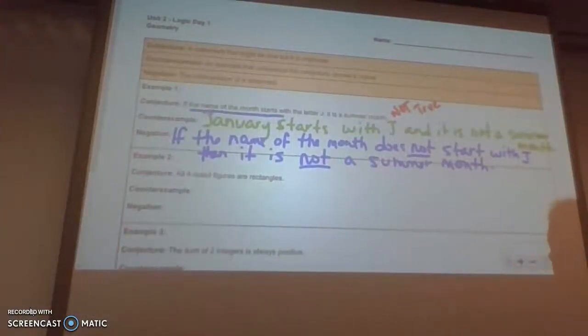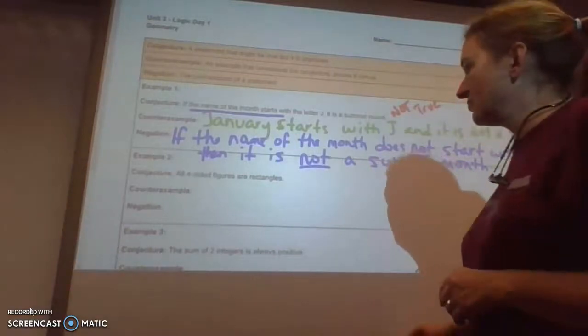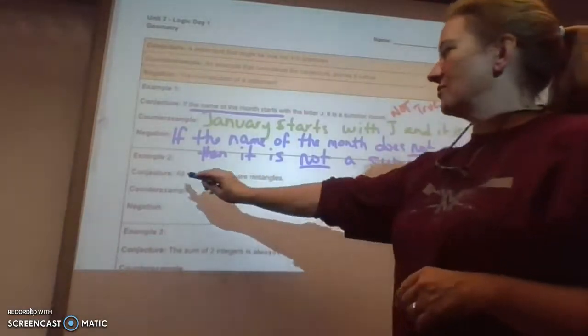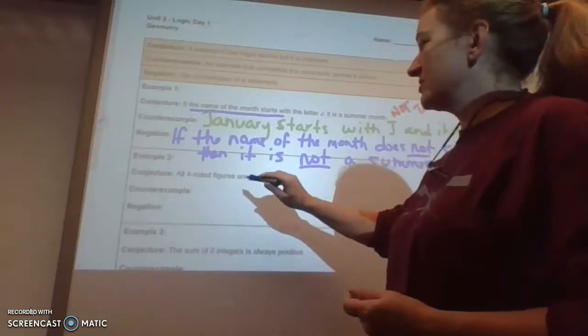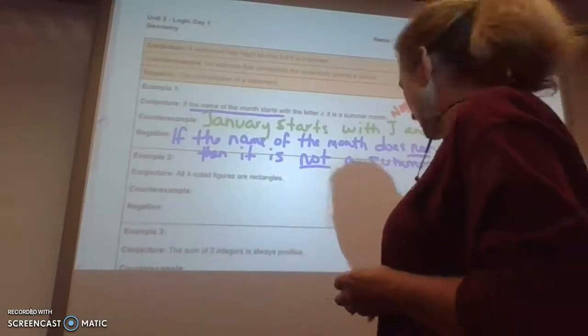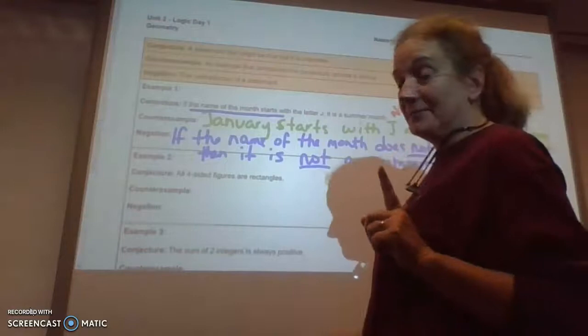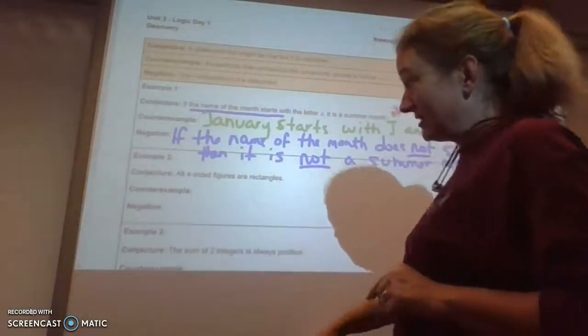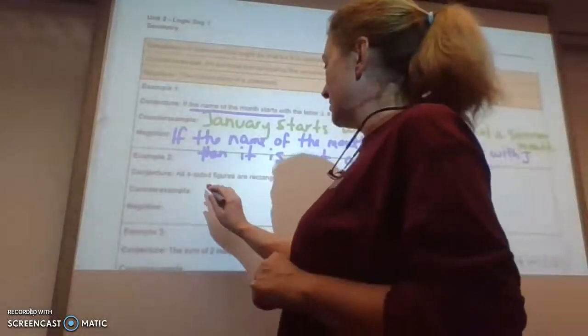Can I try and do the second one really fast? That would be great. Okay. So I'm going to try and do this based on what Miss Cintron just told me. I'm looking at my conjecture, which is my sentence: all four-sided figures are rectangles. I happen to know that this is not true, and I will prove it by saying, let's see.